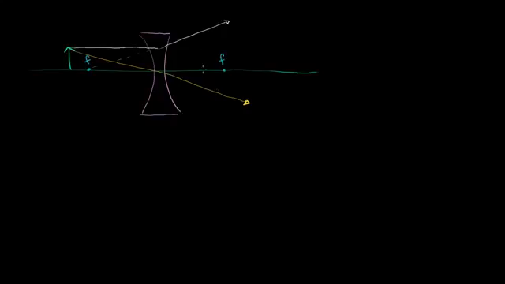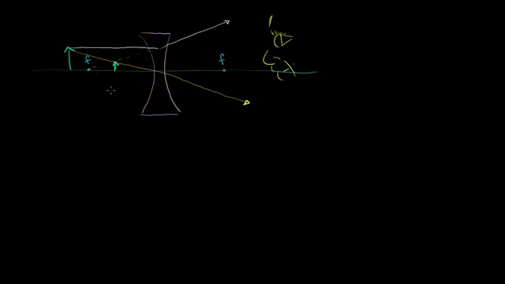But they do both look like they're diverging from someplace. They look like they're diverging from right over there. So it'll look to an observer out here, if their eyeball is right over there, I could draw their nose, just to make it clear where the eye is. If they look from this side, they're going to see a virtual image of the object right over here, just like that.